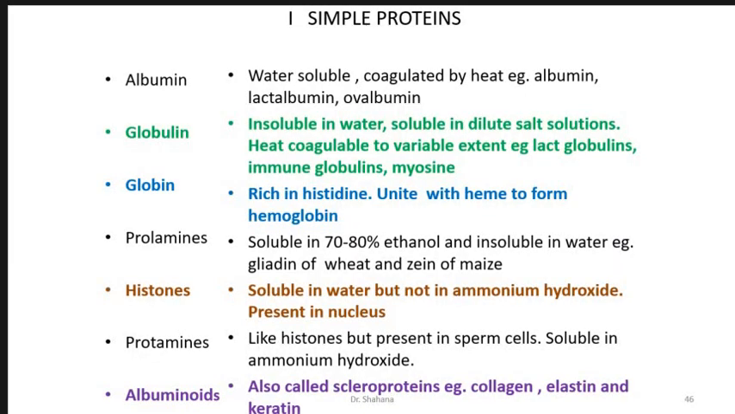This is the summary of simple proteins, that is albumin, globulin, globin, prolamines, histones, protamines, and albuminoids. Albumin water soluble, globulin water insoluble, globin rich in histidine, prolamines. They are soluble only in alcohol, 70 to 80% alcohol, insoluble in water. Histones, basic proteins, they are also soluble in water. Protamines like histone, they are soluble in ammonium hydroxide. Albuminoids, they are also scleroprotein, collagen, elastin, and keratin.